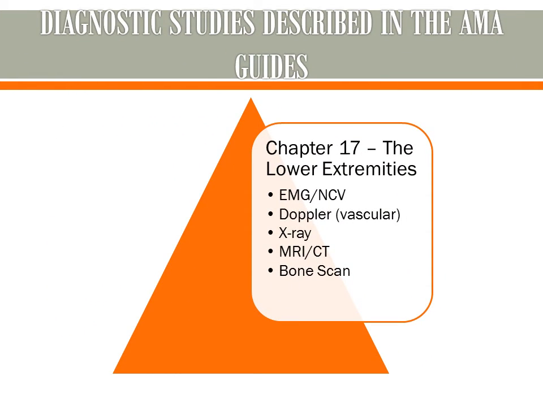What about chapter 17, the lower extremities? Chapter 17 makes specific reference to X-ray studies, refers to EMG NCV studies, talks about Doppler studies for assessing vascular integrity, talks about MRI and CT scans, and also talks about bone scan studies.